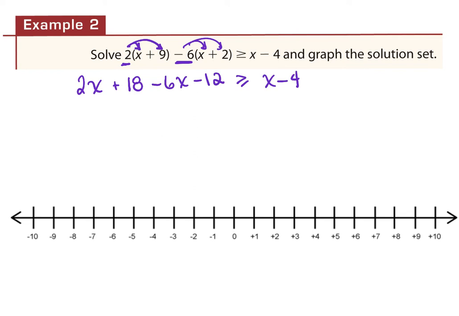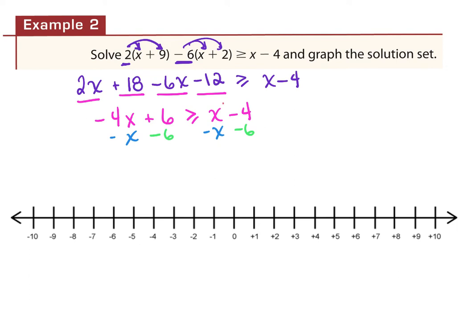So in this case, I have like terms. I have a 2x and a negative 6x. So I have a negative 4x. I have a positive 18 and a negative 12. That gives me a positive 6, greater than or equal to negative 4x minus 4. Both sides are as simple as I can get them. Variables on one side, numbers on the other, all right? So I'm going to move my x over, and I'm going to move my 6 to the other side.